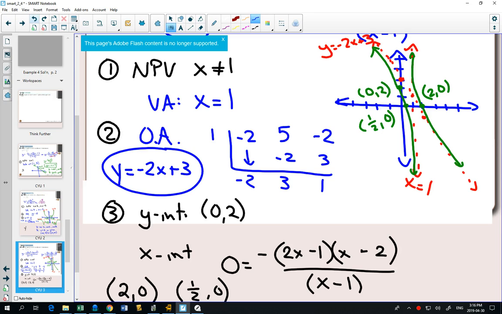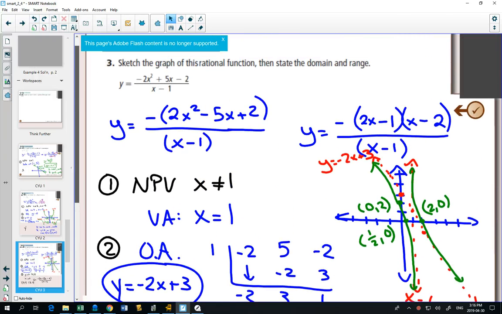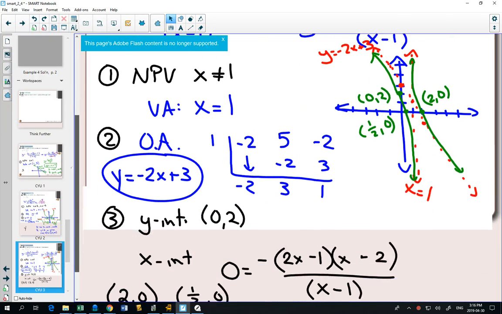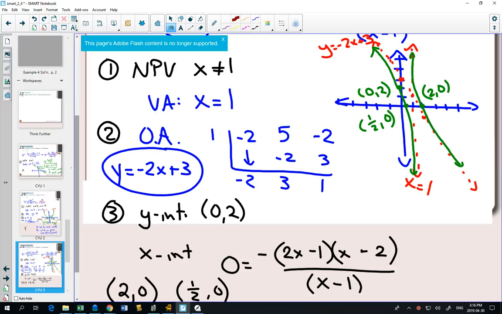There we go. Okay. Does this one ask for domain? Probably did. State the domain and the range. Here your domain, you only have one non-permissible value. X can't equal 1. And your range is everything, because it goes up and down forever.